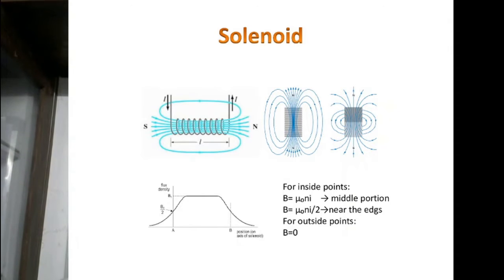So here the field intensity will be more. Magnetic field intensity will be more in the middle portion of the solenoid. As you come to the ends, its value falls to half of the maximum value. For the outside points you have zero, if your solenoid is of infinite length.